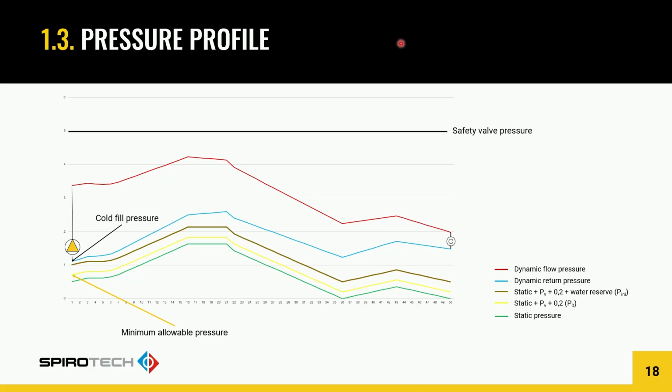Safety valve pressure, so the top line, shown here, is the pressure indicated on the safety valve itself. But keep in mind, everything that sits between the pressure maintenance system and the safety valve has an influence on the pressure setting that should be chosen for the valve.